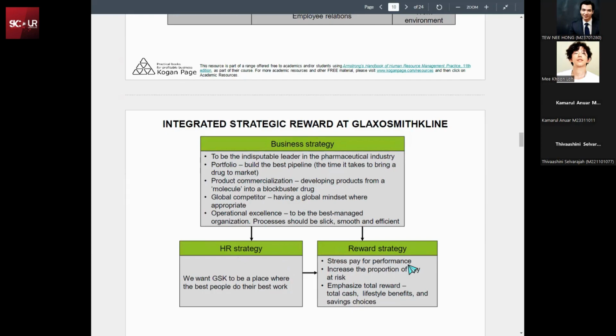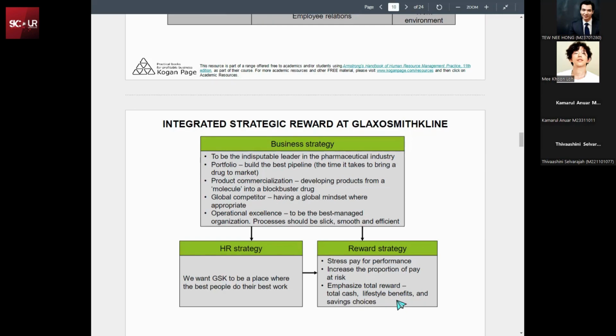Stress pay. Increase the proportion of pay in basic salary. Emphasis on total reward, on total cash, lifestyle benefits, and savings choices. This is more on the high dependency from the chapter earlier, the high dependency on performance management and reward strategies.